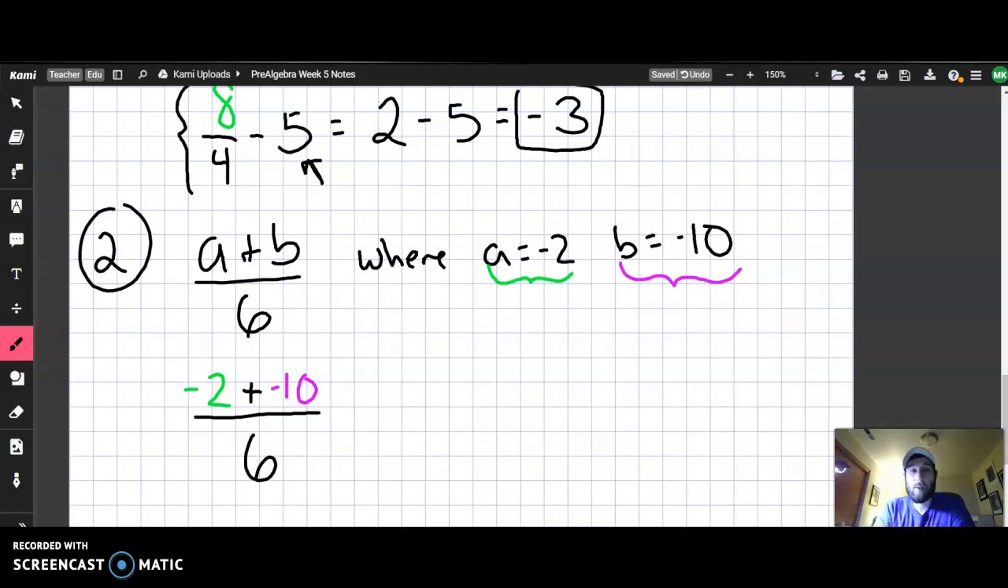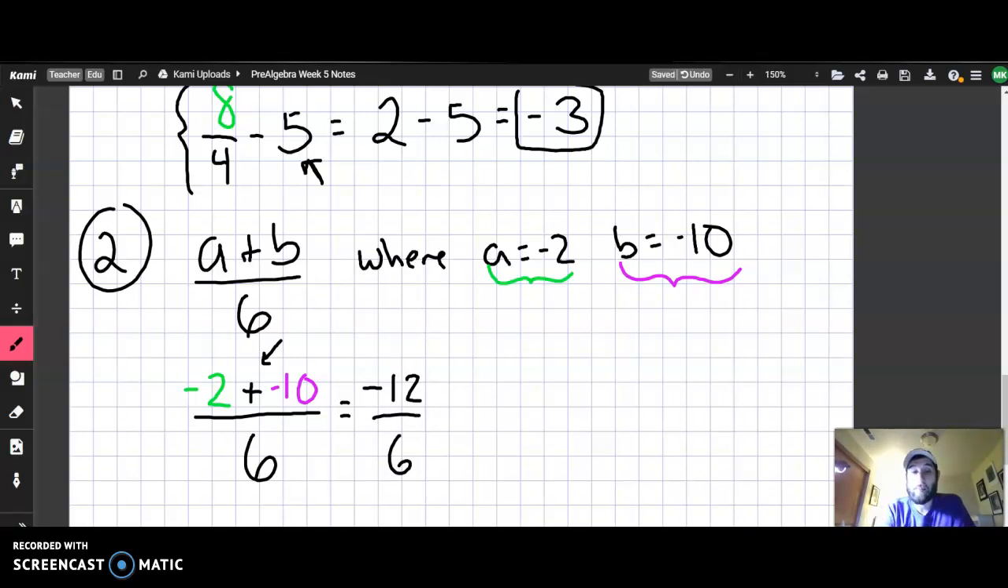In this problem, problem number 2, the addition will happen first because that is being grouped together by dividing by 6. Even though there's no parentheses written in this problem, it's still grouped like parentheses. And so we need to simplify the negative 2 minus 10 first. Negative 2 minus 10, well, we're losing 2, then we're losing 10 more. So we're losing 12, all divided by 6.